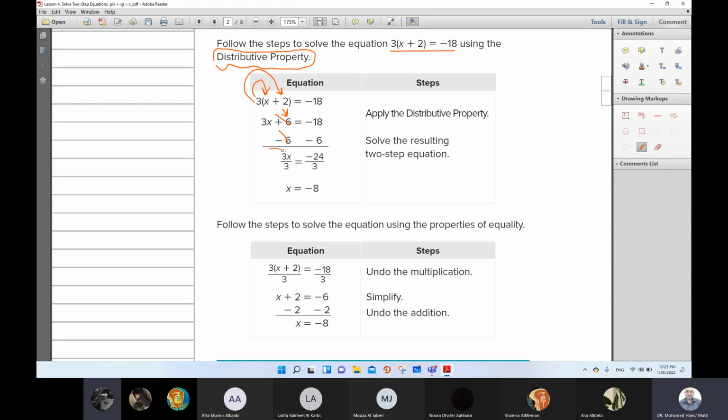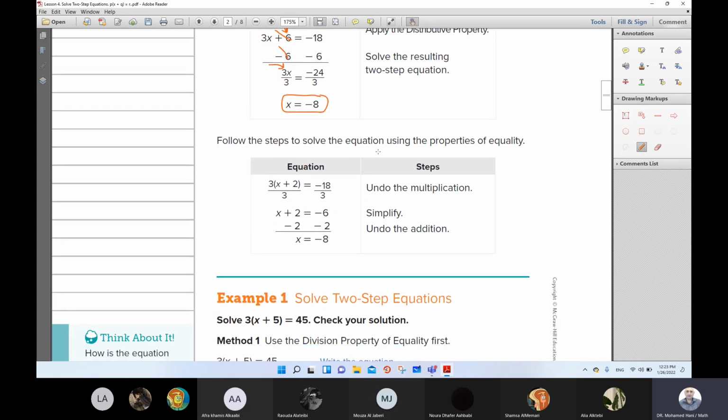Then we want to remove the coefficient 3. To remove this coefficient, you can divide the two sides by the same number. Divide here by 3 and divide here by 3. 3x divided by 3 will be 1x, means x. And negative divided by positive will be negative. 24 divided by 3 will be 8. So x equals negative 8. This is the solution of this equation.